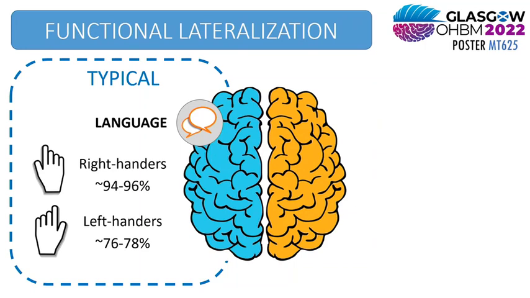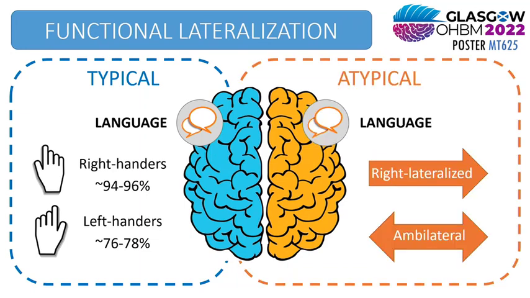Approximately 3 out of every 4 left-handed people have this typical left lateralization, but there are some atypical cases when this is not true. We call this atypical language lateralization, and it is mainly composed of persons that have language right lateralized, so they have language in the right hemisphere, or even some cases where language is bilaterally controlled from both hemispheres.